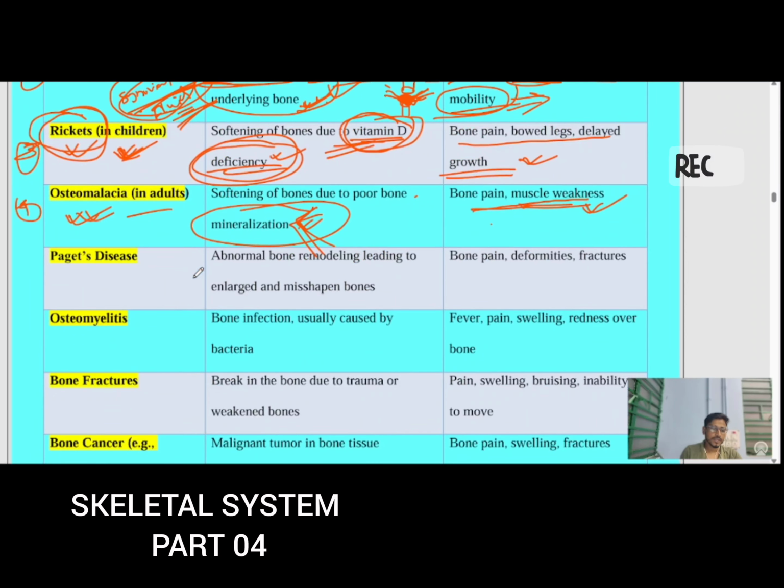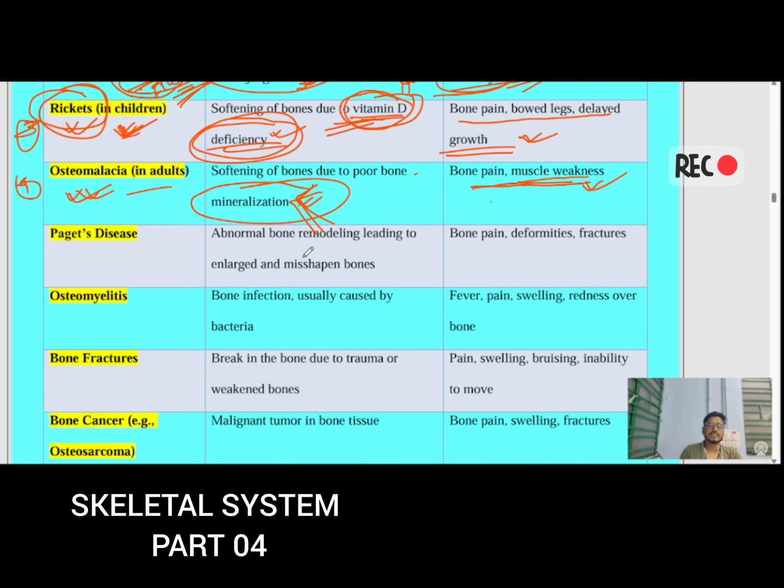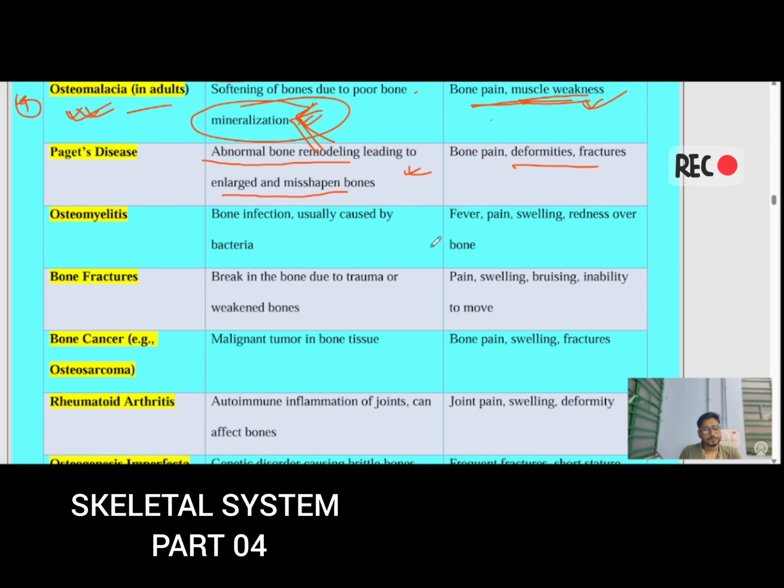Paget disease is abnormal bone remodeling due to the enlargement and misshapen bone. Abnormal bone remodeling, bone pain and discomfort with fractures in remodeled Paget bones.